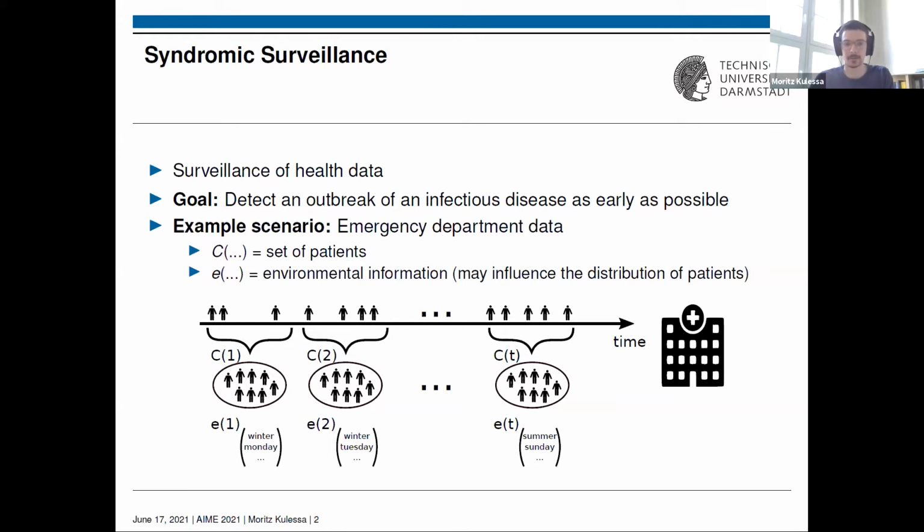Throughout the slides, I will use an example where we monitor emergency department data. So basically we can see a timeline where patients arrive at the emergency department over time. And to make things a little bit easier, we group these patients together according to pre-specified time slots. So we have sets of patients over time, and each set of patients can be annotated with some kind of environmental information. For example, this could be a weekday, assuming during the week we have a different distribution of patients than during the weekend.